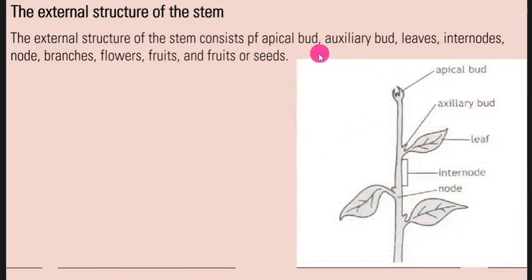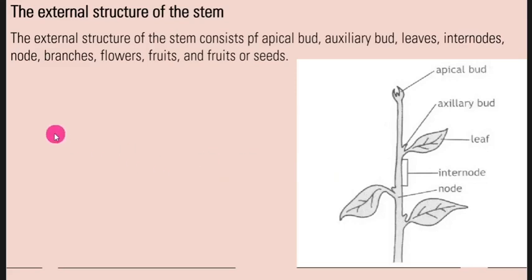So this is just a demonstration. We have some leaves here, we have these in between here called auxiliary bud, then we have this top part here called the apical bud, then we have this distance from one leaf to another called the internode, then we have this one as the node, the point at which a leaf grows. All right, so this is what the external part of the stem consists of.